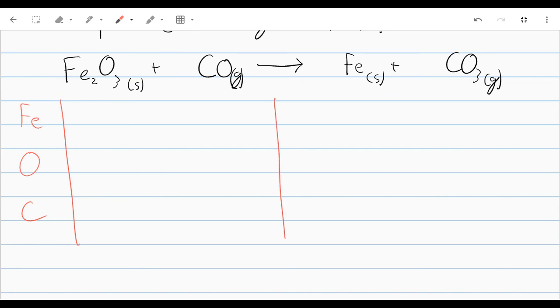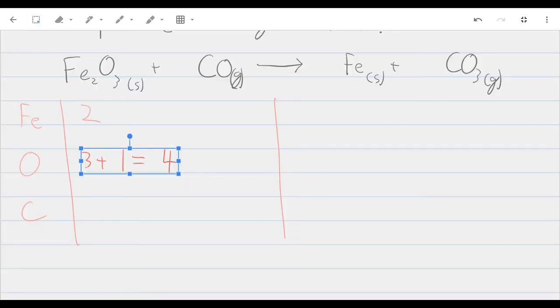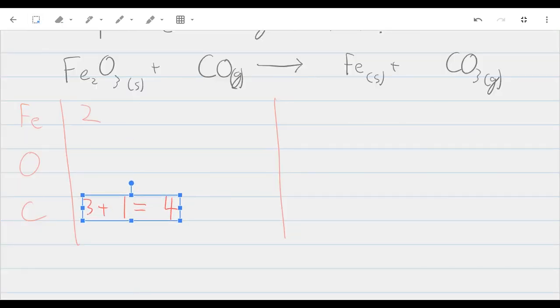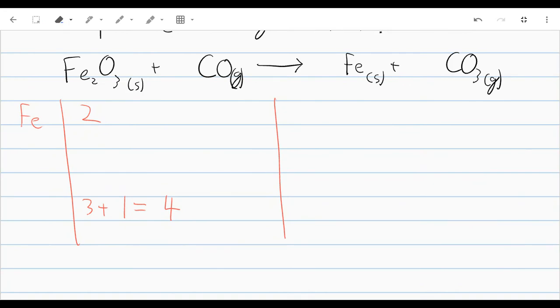And I'm going to divide up my reaction into reactants and products. I have 2 irons in my reactant side. I have 3 plus 1 oxygens. And I have 1 carbon. Now, what I am actually going to do is move the oxygen down to the bottom because since I have it in multiple chemicals, it's going to be easier to deal with if it's on the bottom so I can write stuff underneath it.